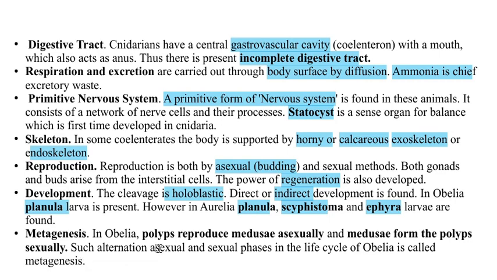Metagenesis. In cnidarians, in some organisms like Obelia, the polyp form of Obelia asexually produces medusae, and medusae sexually produce polyps. This type of alternation of asexual and sexual phases in cnidarians is called metagenesis.